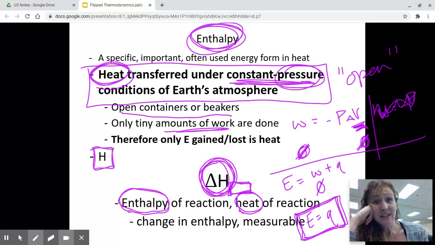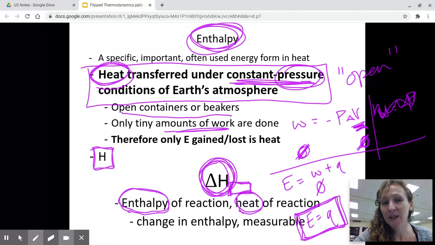Okay, so we'll stop there for today. I think that's enough information. We'll go back and try some of those practice problems tomorrow. And in the next video, we'll pick it up right here with enthalpy.